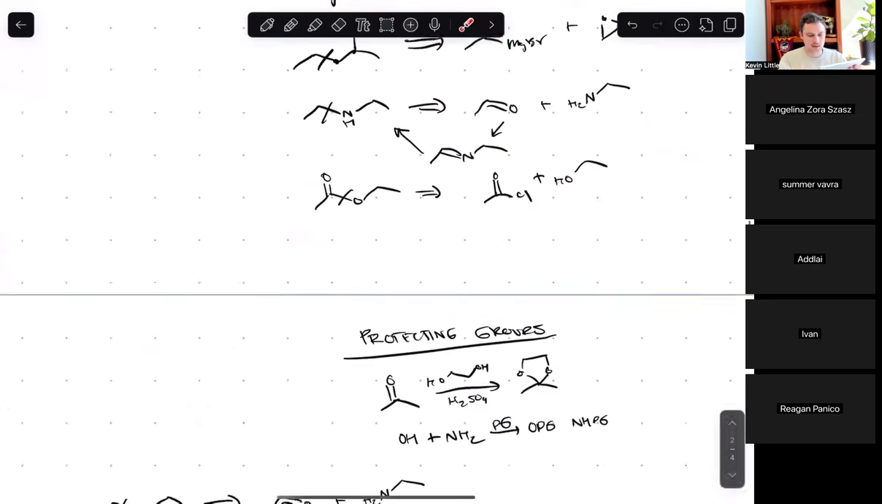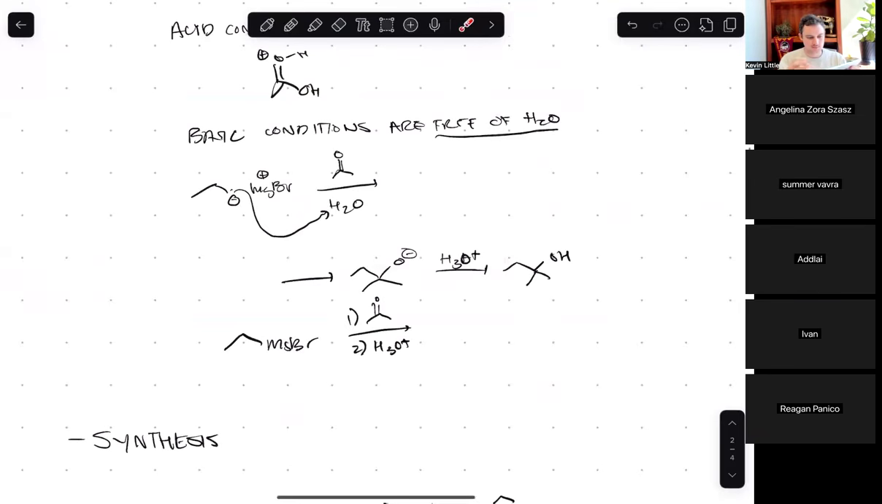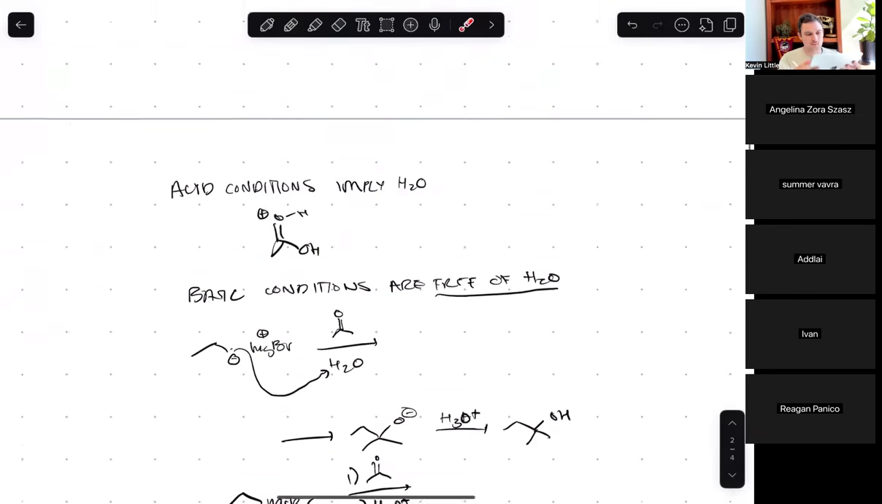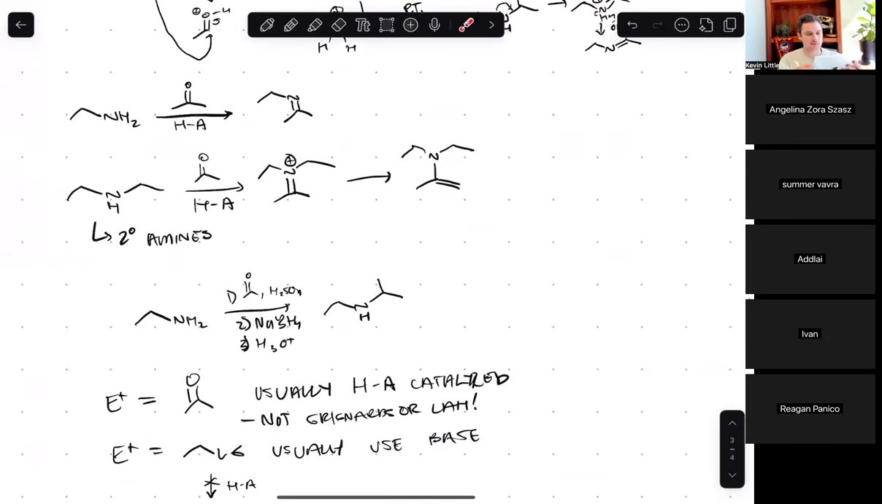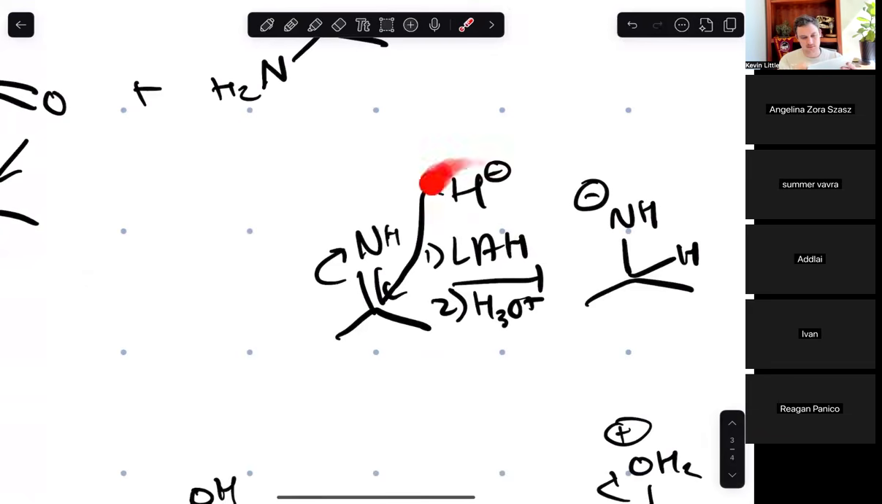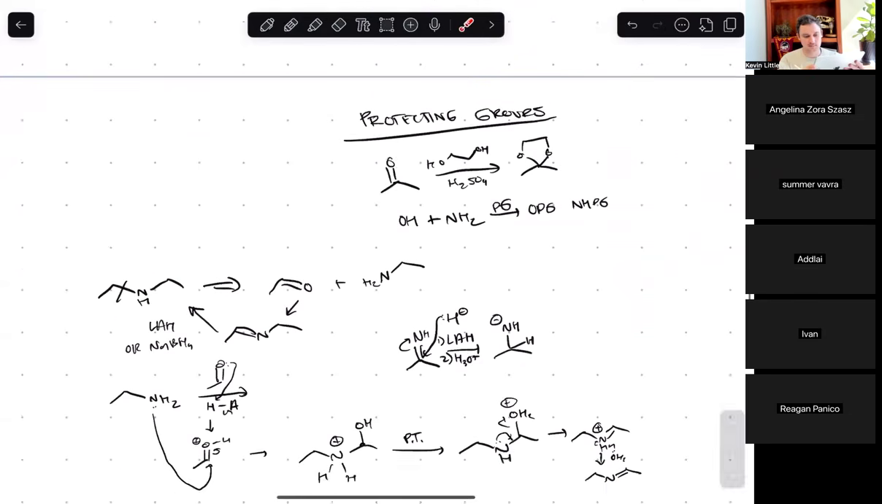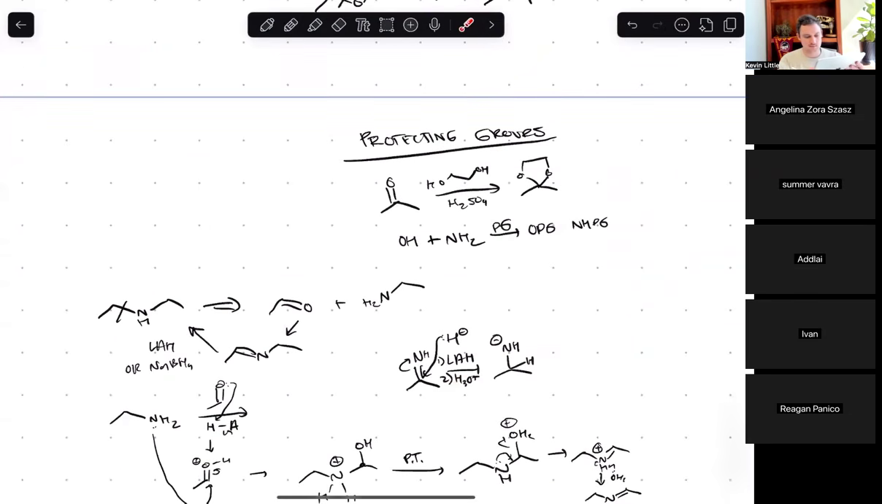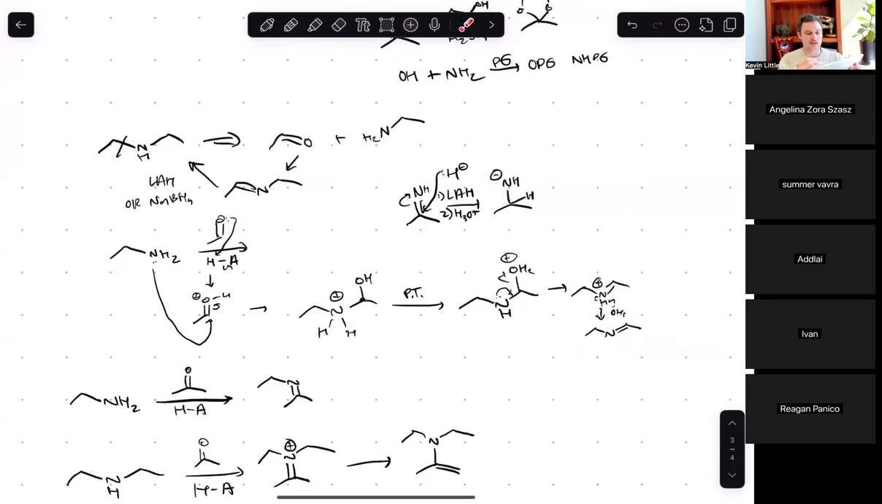So understanding the mechanisms helps me think about when I add acid. Well, I add acid because this is basic, right? This is negatively charged. This is a basic reaction. It's going to be a negatively charged reaction. I need to quench it at the end, so it makes sense to do this. Whereas here, with acidic conditions, I have water already around. I don't need to add anything else.